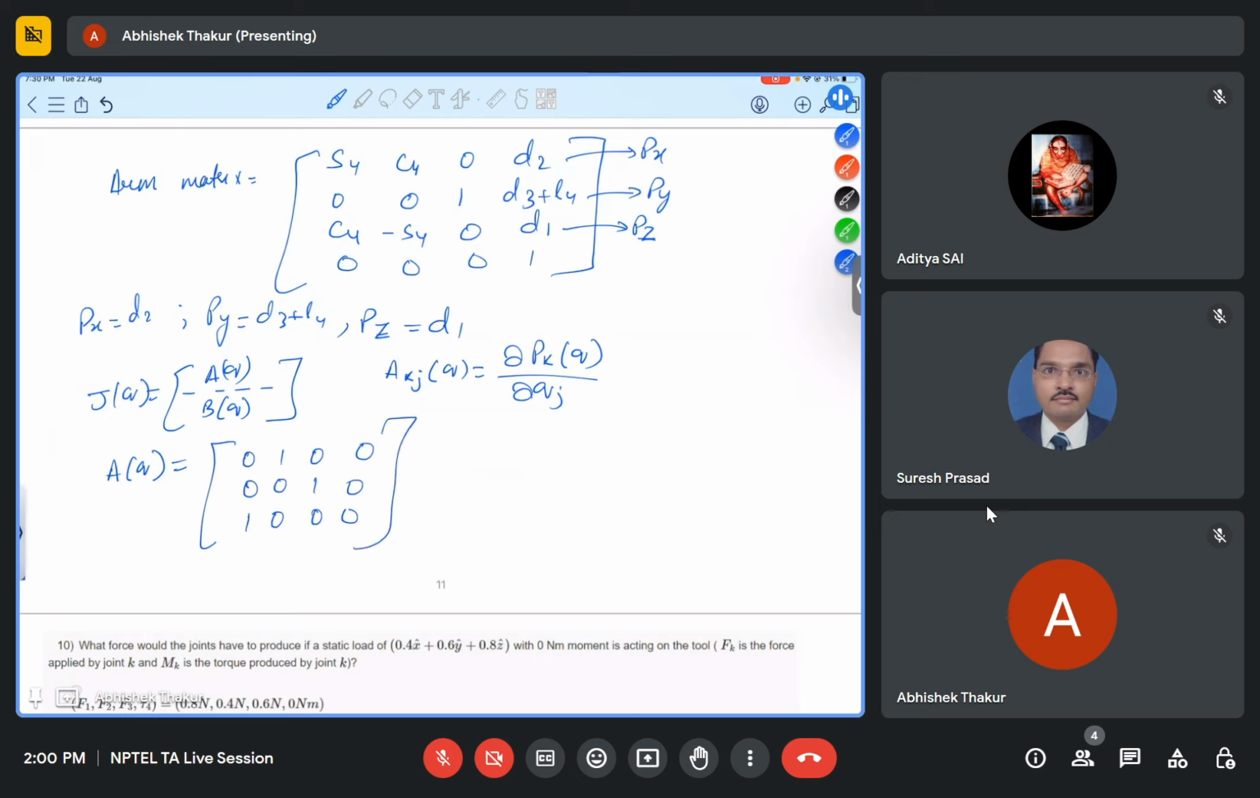And BQ is given as zeta k, z k minus 1. And this is 1 when it is a rotating axis, and 0 when it is a prismatic axis.